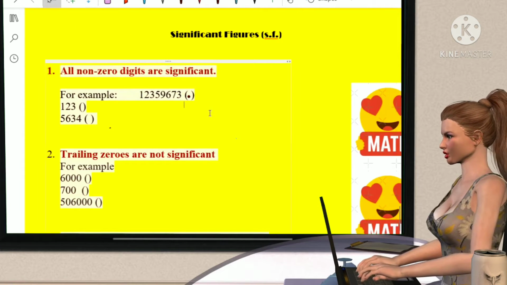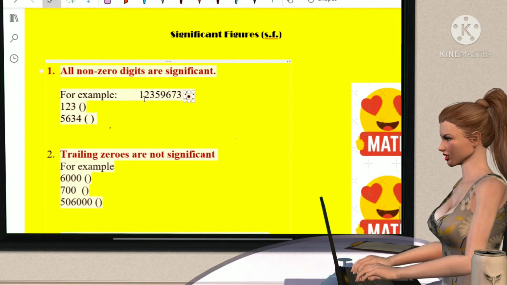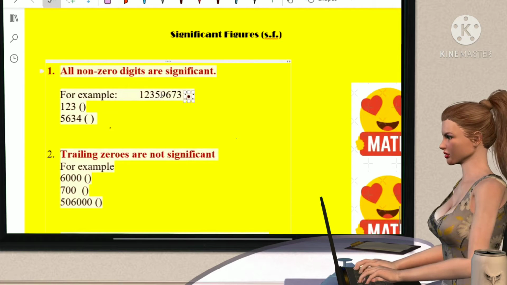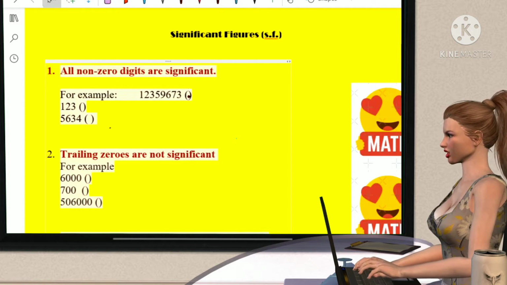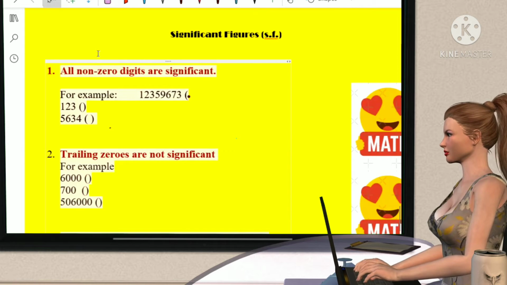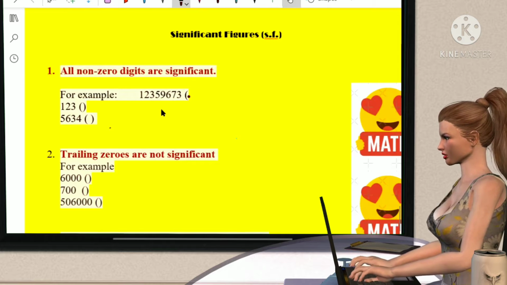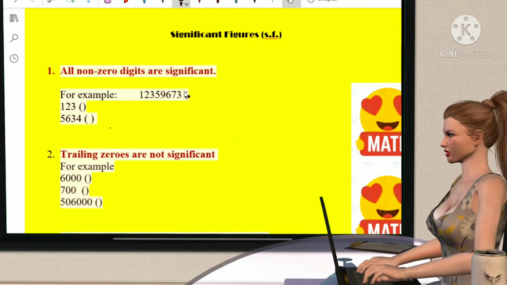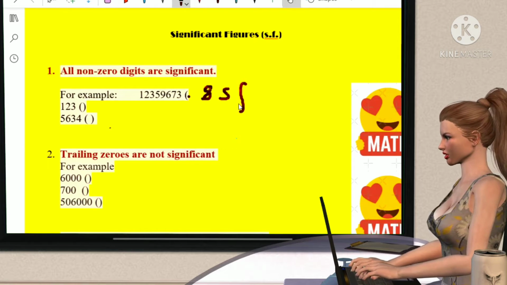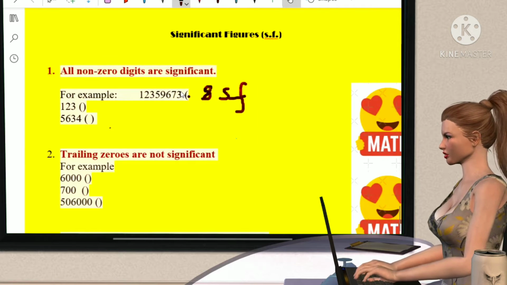So for example, it says how many significant figures are in this number here, 12,359,673. How many significant figures does it have? Now, based on the rule that says all non-zero digits are significant, we can gather that every single digit in here is significant since there is no zero. So you have 1, 2, 3, 4, 5, 6, 7, 8. So you have 8 significant figures. Now SF is short for significant figures, and there are 8 of them.